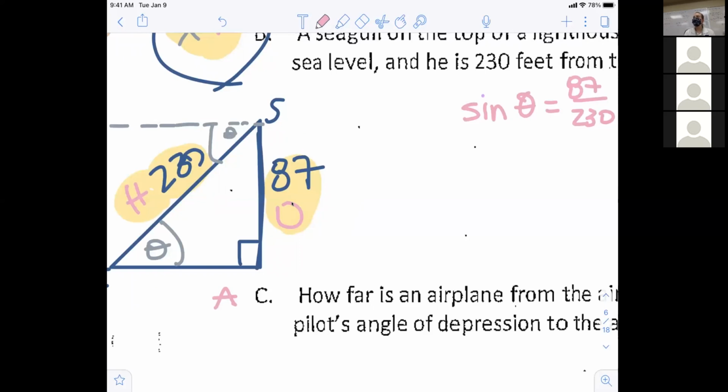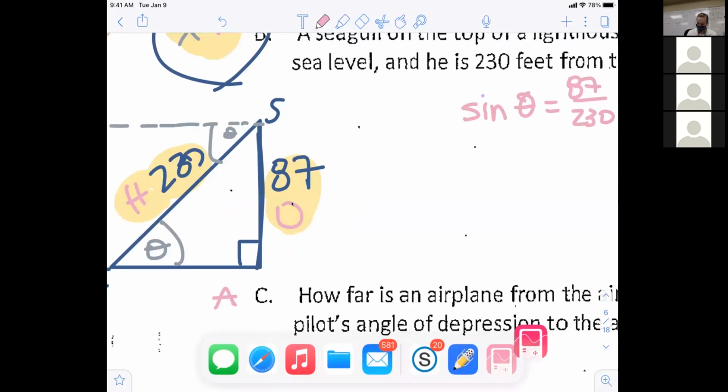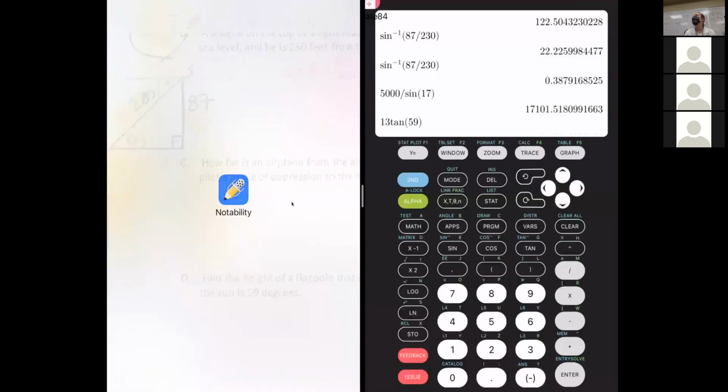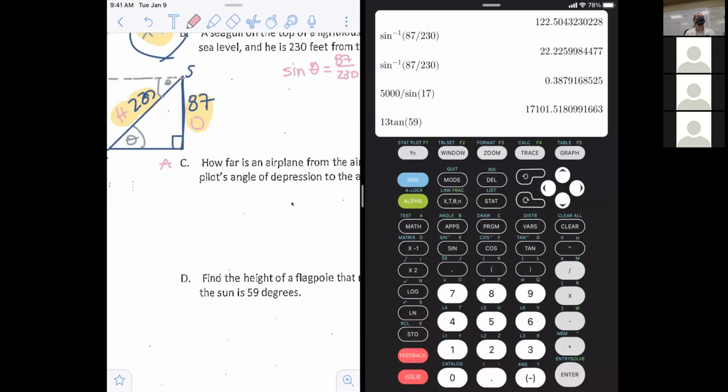Now, does anyone remember how to solve for theta here? So this is something we haven't talked about yet, and we're only going to touch briefly on today. I'm going to bring my calculator next to me. Remember when I was telling you how like cosecant and secant, there's no button in the calculator?